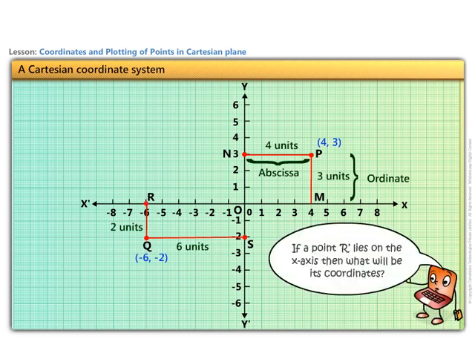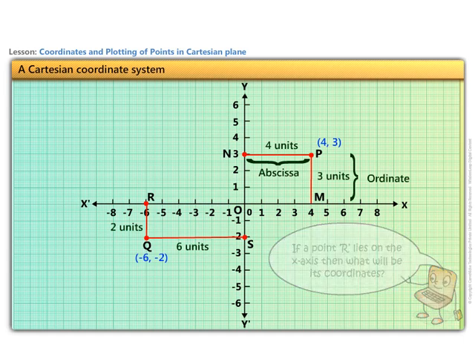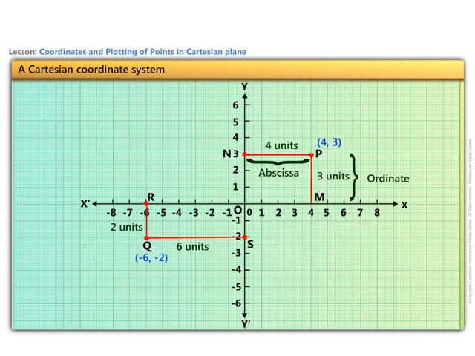If a point R lies on the x-axis, then what will be its coordinates? Since every point on the x-axis has no distance from the x-axis, therefore, the y-coordinate of every point lying on the x-axis is always 0. Thus, the coordinates of any point on the x-axis are of the form (x, 0), where x is the distance of the point from the y-axis.